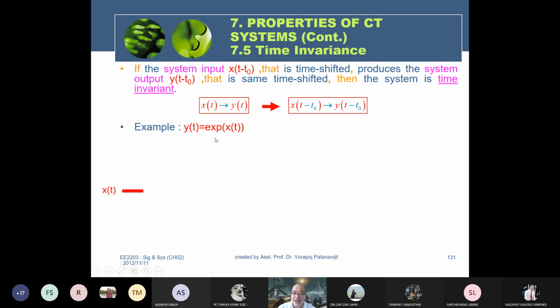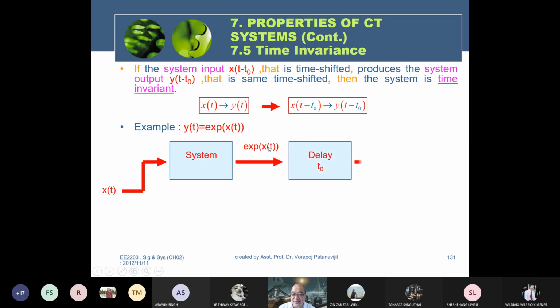For example, y(t) equals exponential x(t). You process them first. If you feed x(t) into it, the output equals the exponential of x(t). Then every t that you have, you shift by t naught. The final result equals the exponential of x(t minus t naught).